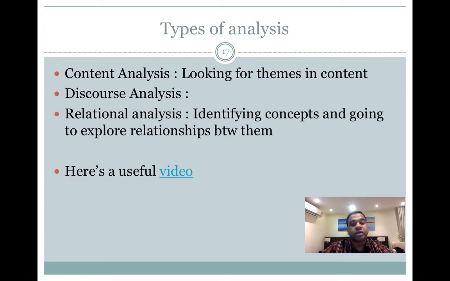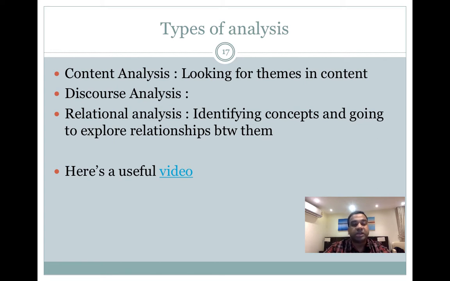In terms of actual types of analysis that you can do for the content that you gather or the interview transcripts, here are the kinds of analysis. You can do content analysis, discourse analysis, which is a fairly complex mechanism. I have a lot of resources on both of these. If you wish, you can talk to me. Relational analysis is again a form of content analysis. And there's a quick video here you can watch about these kinds of analysis. I won't go into too much depth, but know that these are fairly simple mechanisms. These are not very complex ideas.